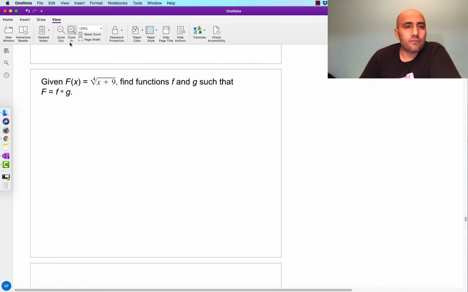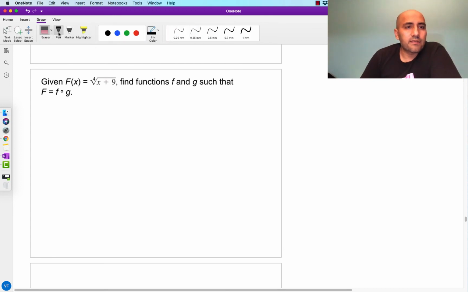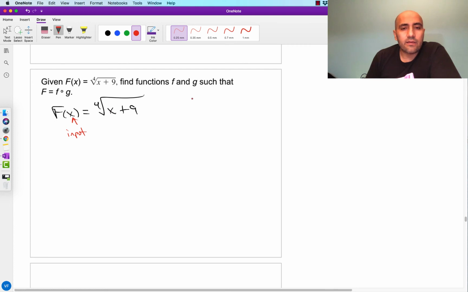There are lots of different answers to this. At heart, what does F of x mean? F of x means this, x plus 9. We're going to take an input, and what are we going to do to the input? We're going to add 9 to the input.